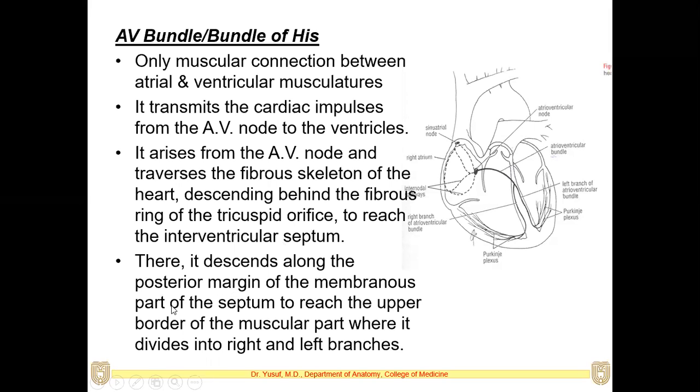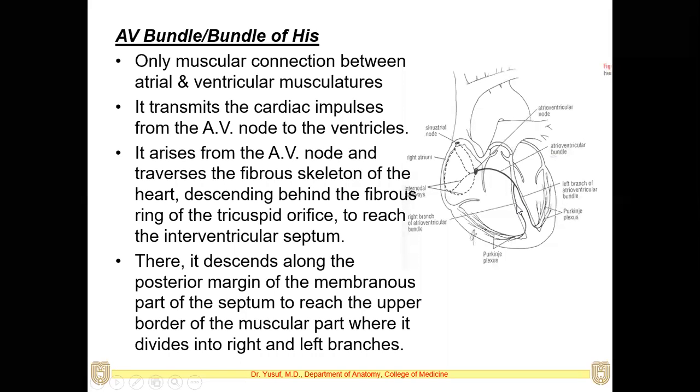Okay, so it goes along the posterior margin of that part of the septum to reach the upper border of the muscular part. The lower part is the muscular part. In the upper part of the muscular part, it divides into right and left branches. Now you can see here, it has come as a single bundle of fibers. Now it divides into two branches, right and left. So these are called the right and left bundle branches of His.